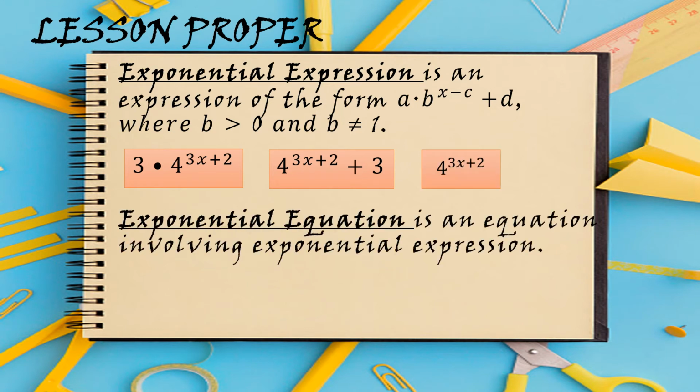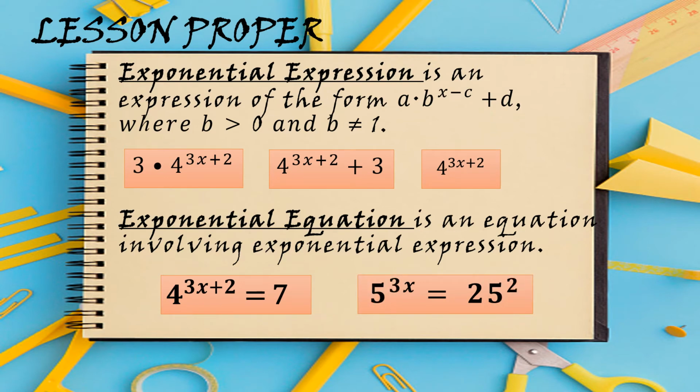Now, we will discuss what an exponential equation is. It is an equation involving an exponential expression. Example, 4 raised to 3x plus 2 equals 7, and 5 raised to 3x equals 25 raised to 2. Actually, you need to have at least one exponential expression in every exponential equation. In solving an exponential equation, you may apply the laws of exponents, and your goal is to find the value or values of the unknown variable of the equation.